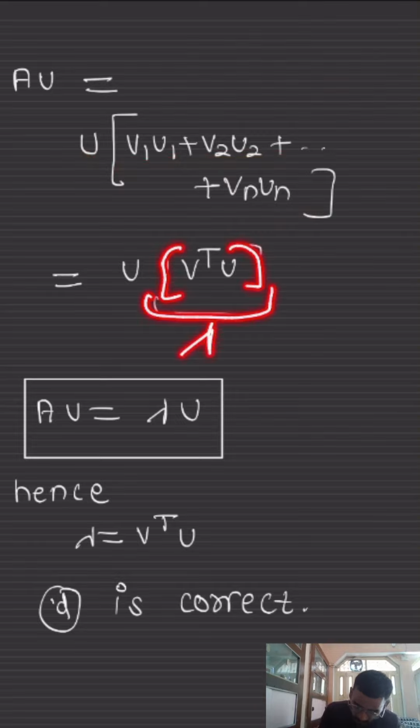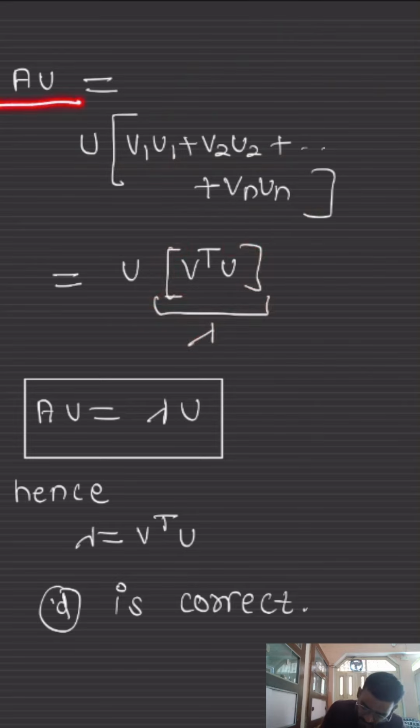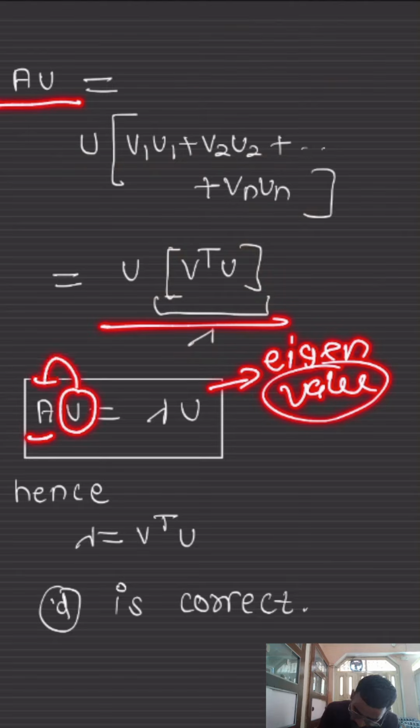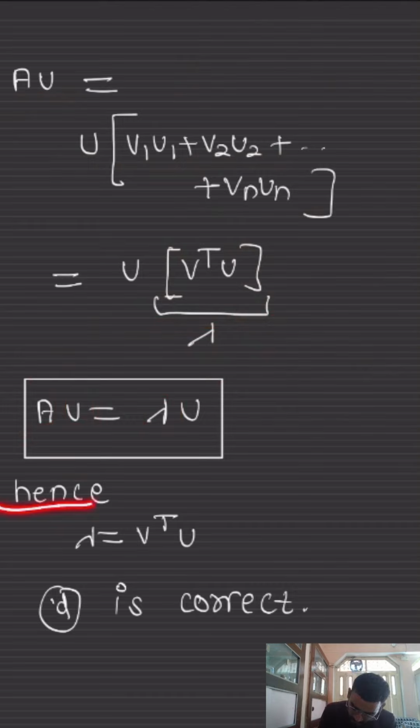If we represent this scalar as lambda, then we get AU equal to lambda U. This is the eigenvalue equation of A, where U is an eigenvector and lambda is the corresponding eigenvalue of A. Hence the eigenvalue is V transpose U.